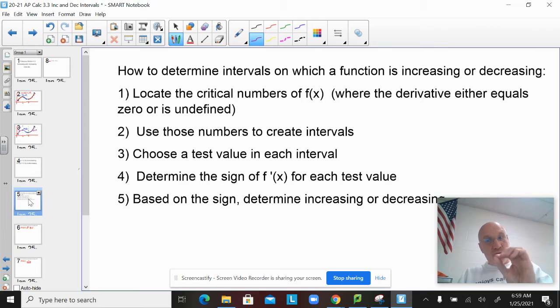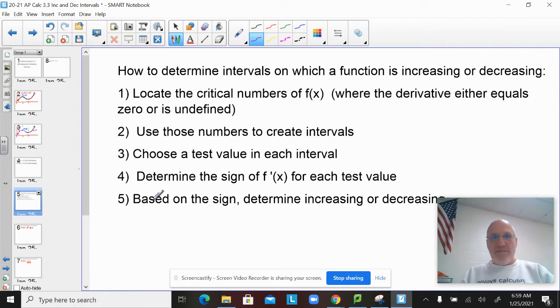Doesn't matter which one. What you'll see here is we want to pick one that's going to be easier to evaluate. But think about it. For the entire interval, if I pick one number and I see whether the slope or the derivative is positive or negative, it's going to be true for the entire interval. So we're going to choose a test value.